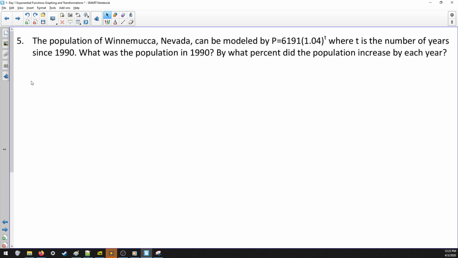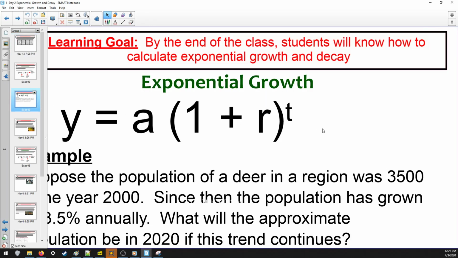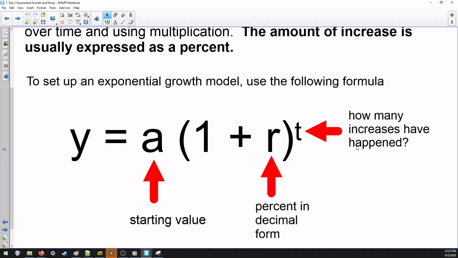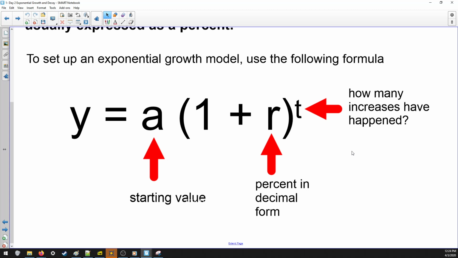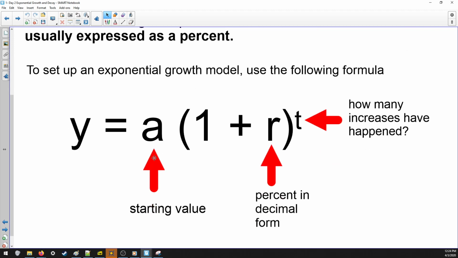So let me pull up my notes real quick on this, because I want to show you a slide of that one as well. This problem is really, instead of asking you to write your own equation, they're giving you the equation and essentially asking you to explain it. So this is your exponential growth information. And you can see that for all of your exponential growth problems, the amount of increase is usually expressed as a percent.